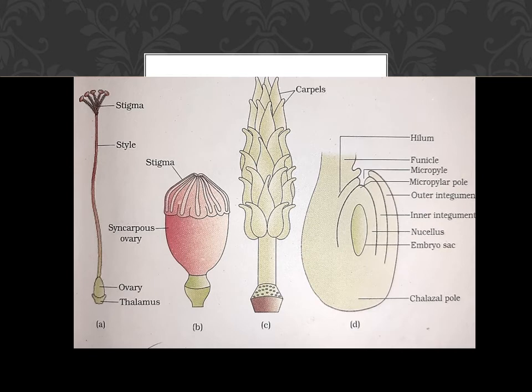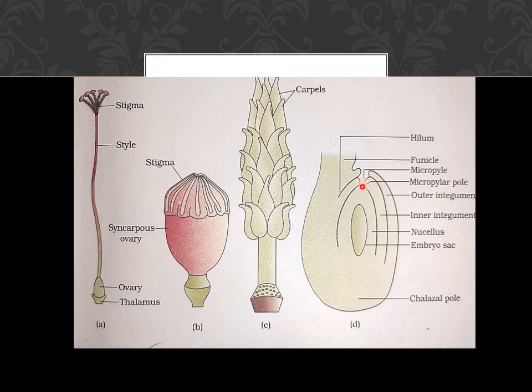This is the textbook picture. The first one shows syncarpous pistil of hibiscus, syncarpous pistil of papaver, apocarpous pistil of Michelia, and then the structure of the ovule. Here you can see the ovule is surrounded by integuments. Inside the ovule there is a nutritive tissue called nucellus, and at the center you can see the embryo sac. Later egg as well as endosperm will develop in the embryo sac.